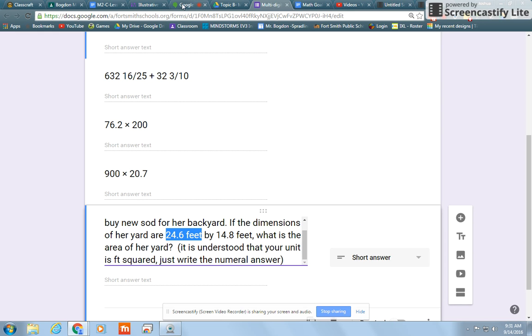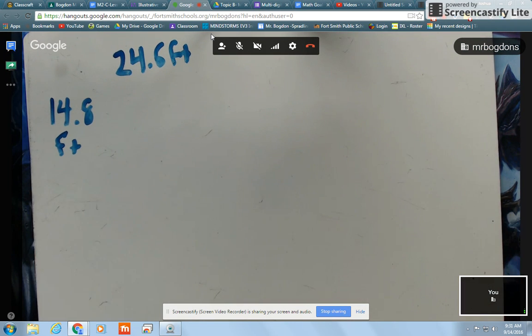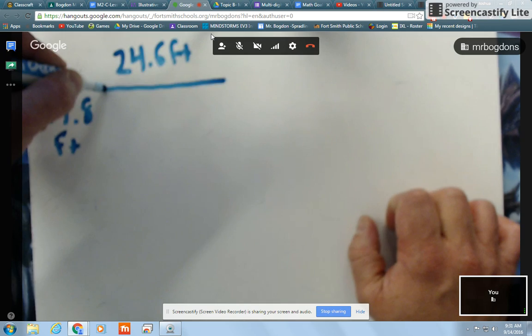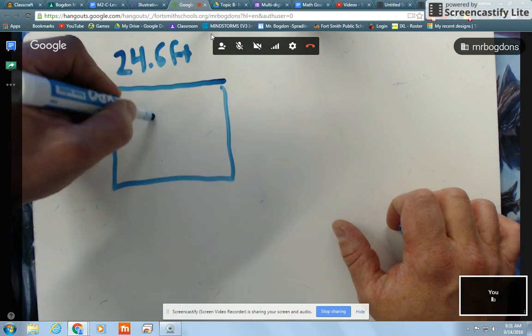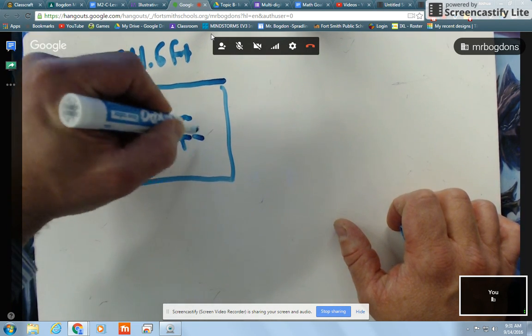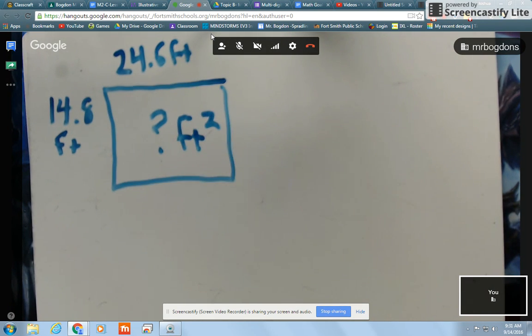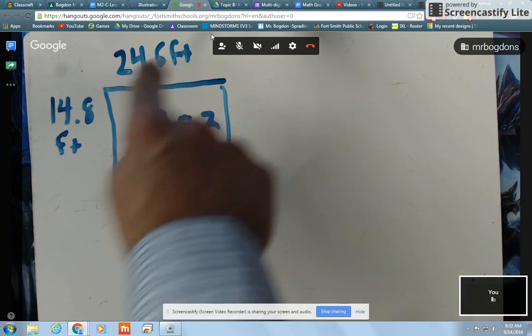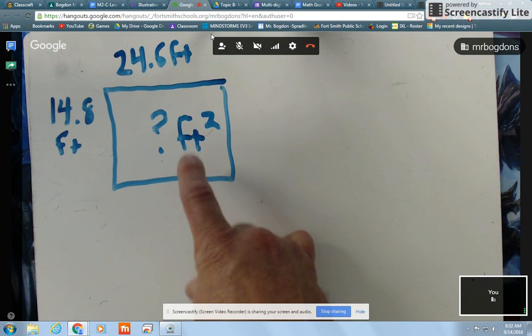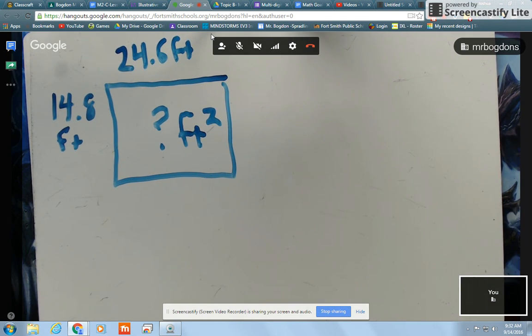Now, I believe we can safely assume that her yard is not a triangle, it's not a circle. Most yards that I see are rectangles, yes? Yes. Okay. What does the question want to know? It wants to know the area. So if I know that this is my length and this is my width, it wants to know the area. And we know that the unit is going to be foot squared, because foot times foot, that's foot foot. Foot foot is foot squared, okay? So we want to find the numeral answer for the area.